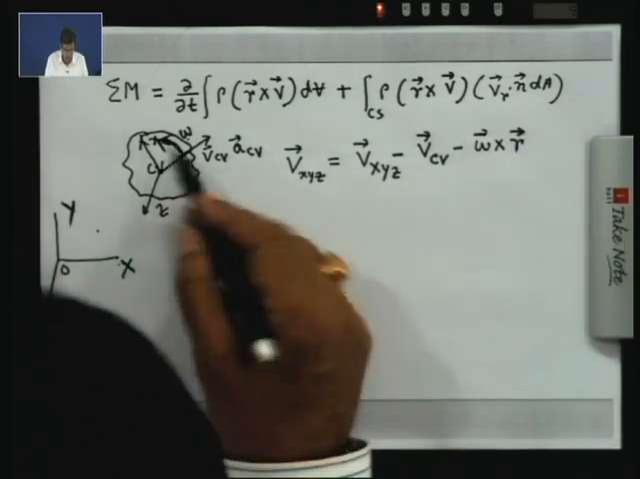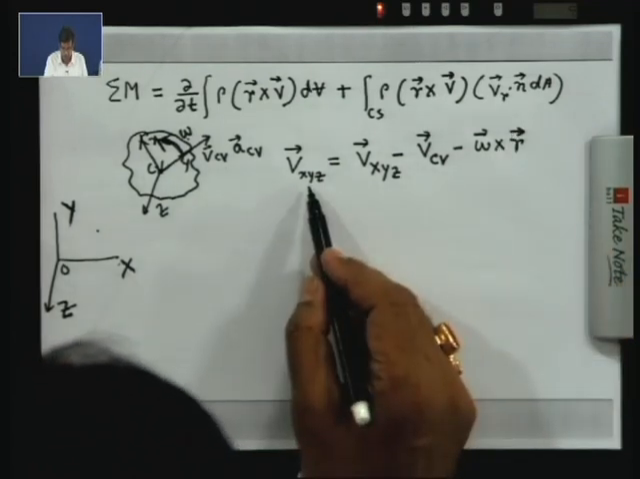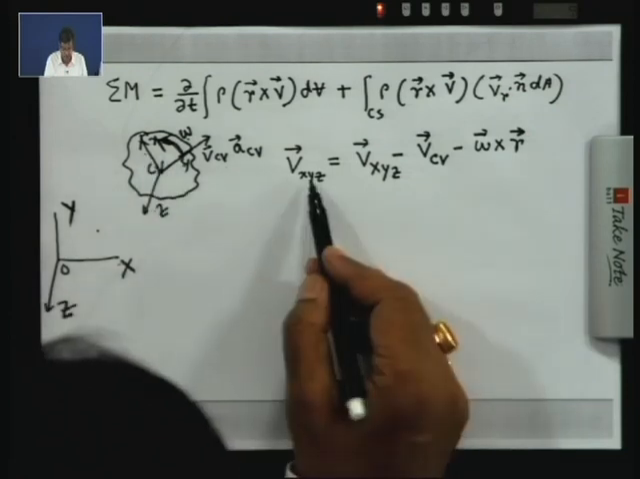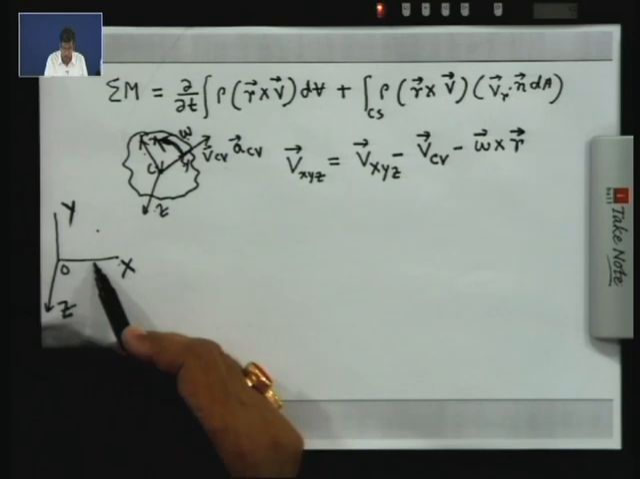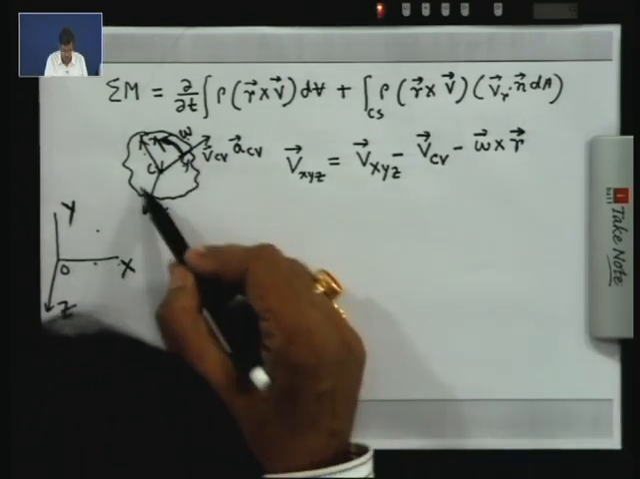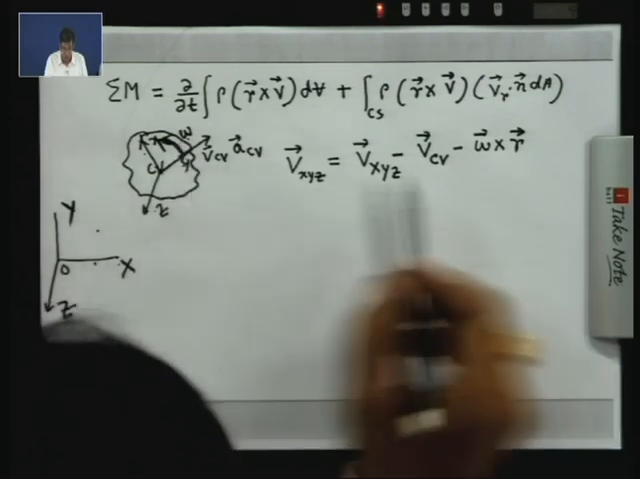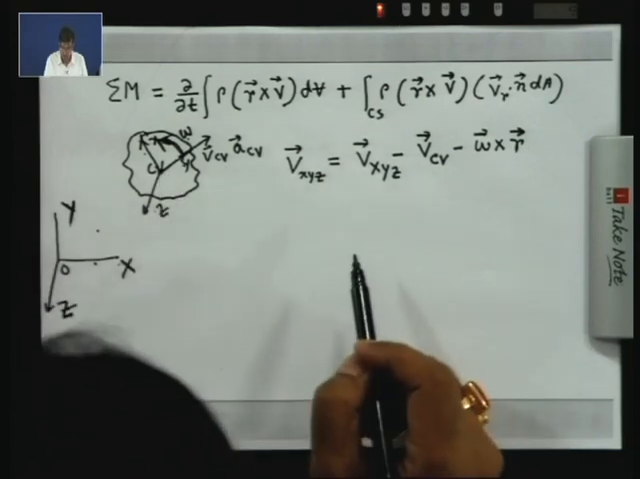When there is no angular velocity, this term becomes 0. So it becomes simply the relative velocity, or velocity with reference to this x, y, z axis, equal to that with respect to the static frame of reference minus the velocity of this control volume, or the velocity of the frame of reference attached to the control volume.